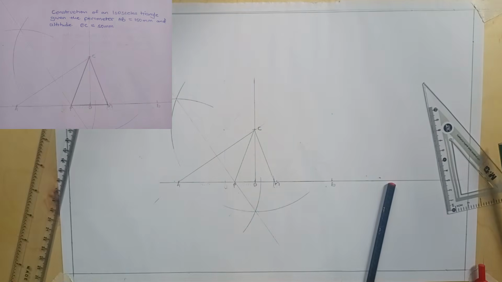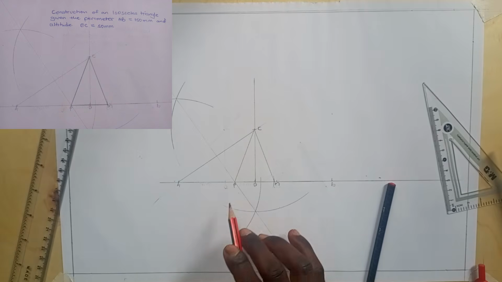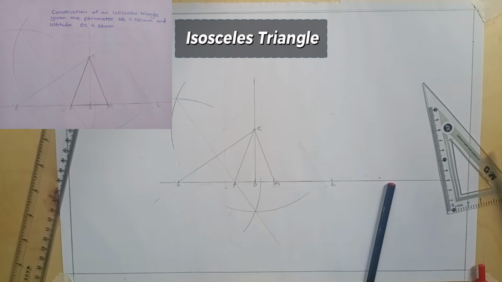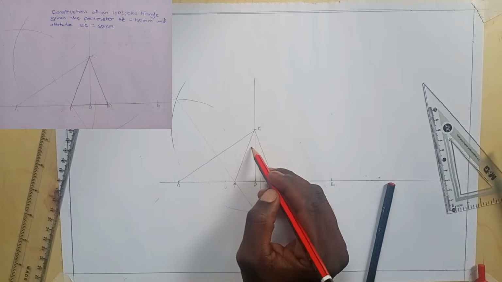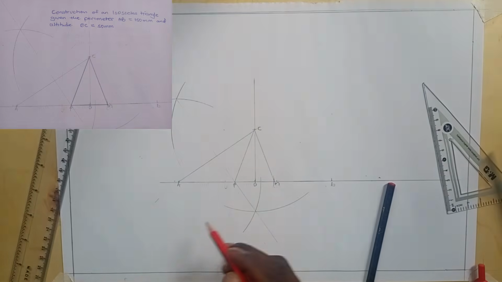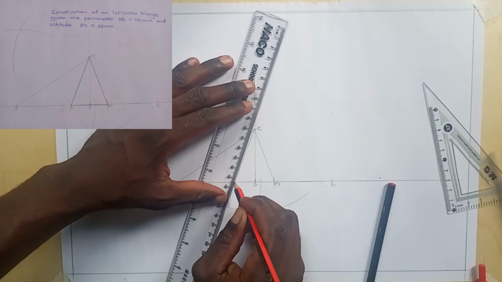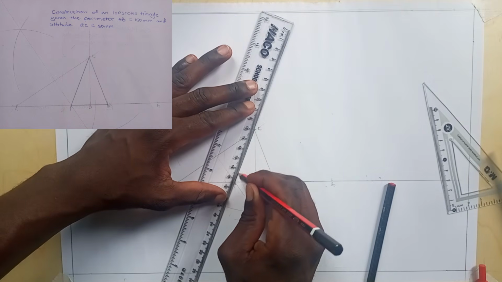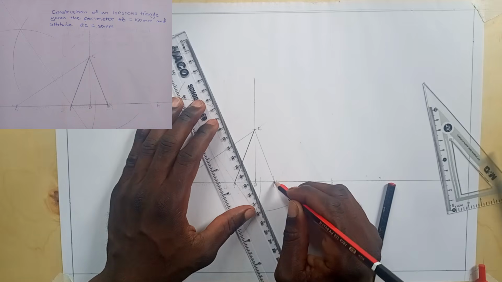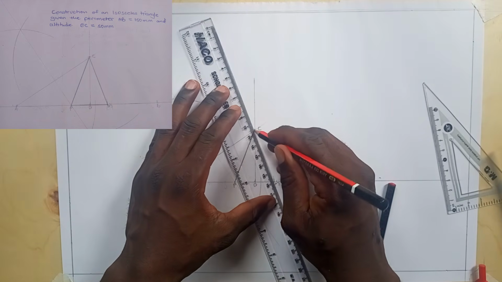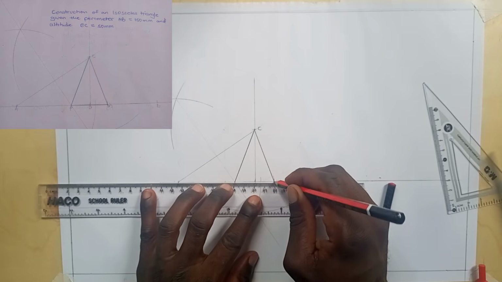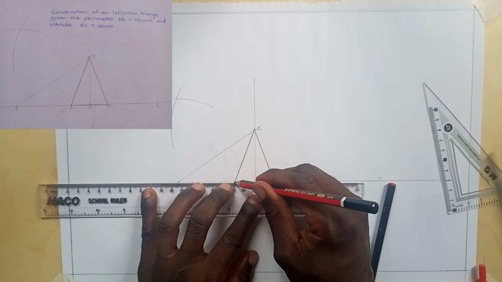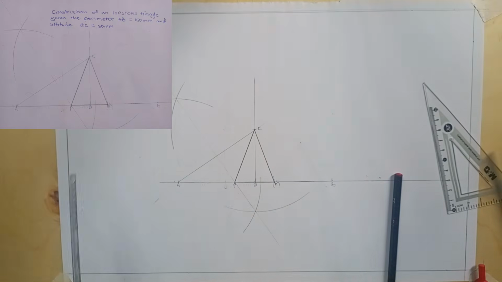So when you're done, you find that triangle CPM is our isosceles triangle, whereby this side is equal to this side, and also this angle here is equal to this angle. So this is our required triangle.